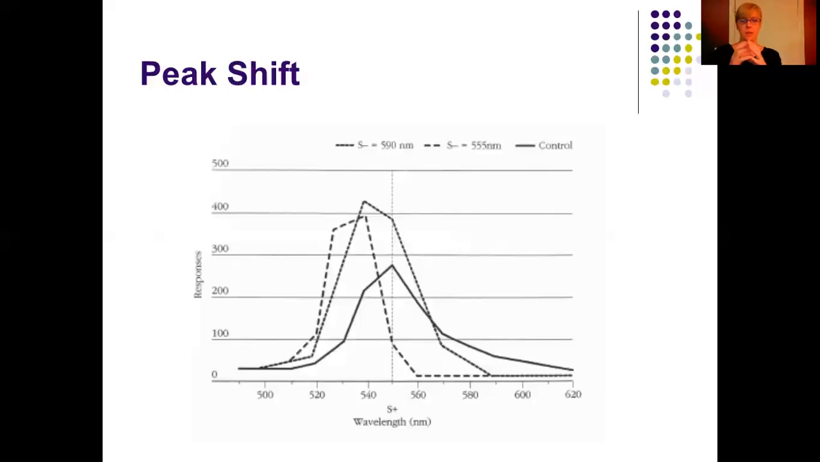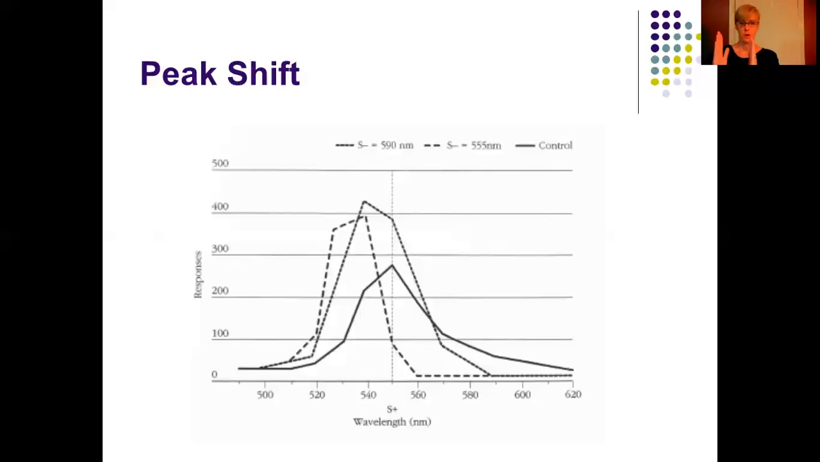But they also had other trials, discrimination trials. They were given colors, and if you see, the S- were 555, so a little bit higher on the scale, a little bit different color, and 590, a little bit higher on the scale. To the right of this graph is where the S- were.